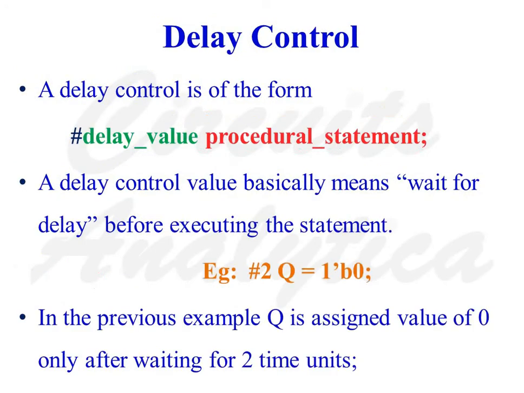Delay control. A delay control is of the form #delay value, procedural statement; A delay control value basically means wait for the delay before executing the statement. For example, #2 q = 1'b0. In this example, q is assigned a value of 0 only after waiting for 2 time units.